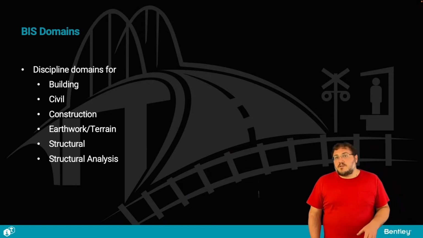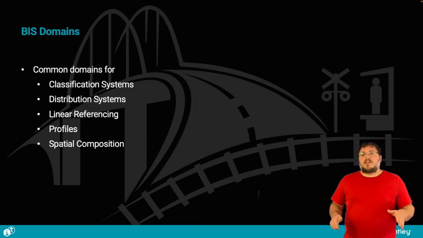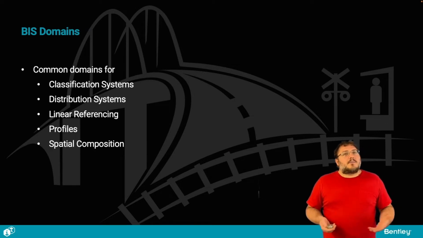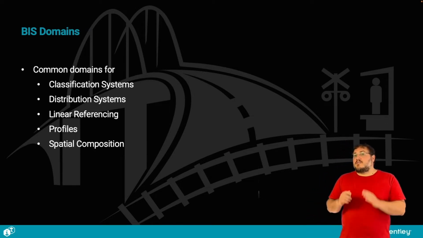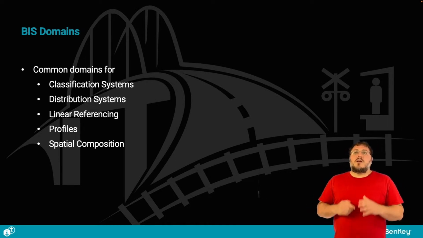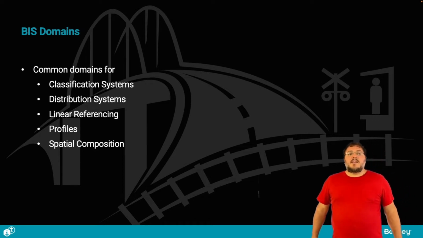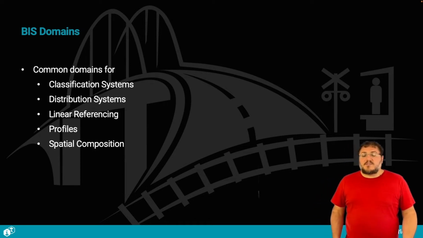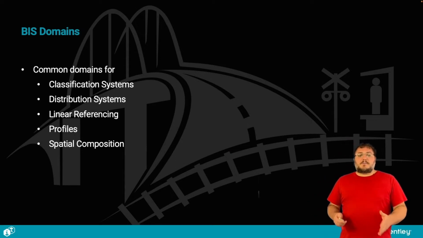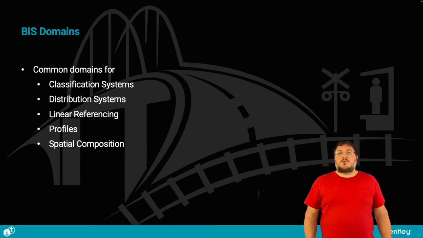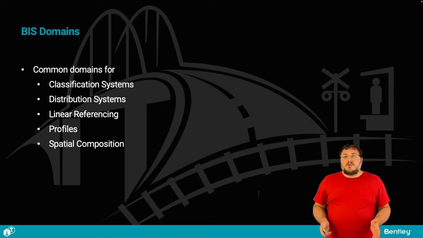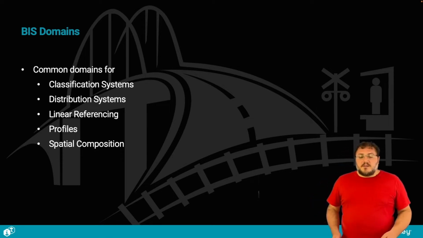In addition to these discipline domains, we have common domains that span disciplines. And these are really helpful because different disciplines always used to model these common things differently. In BIS, we're modeling them the same way, so that way it's much easier to reuse stuff and have one combined picture of your asset and your digital twin. One of these is classification systems. So if you want to represent omni-class or unit-class. Another one is distribution systems, profiles. And I'm going to highlight spatial composition because this is one that I'm going to dig into in more detail. Spatial composition, of course, gives you a view, a breakdown view of the contents of your iModel grouped into spaces.